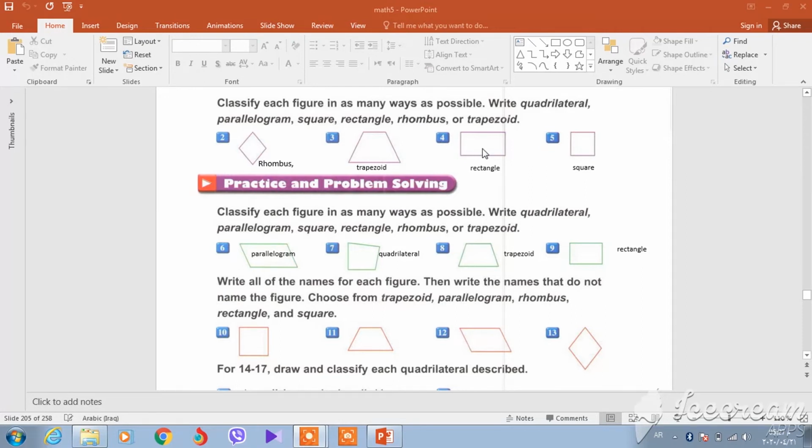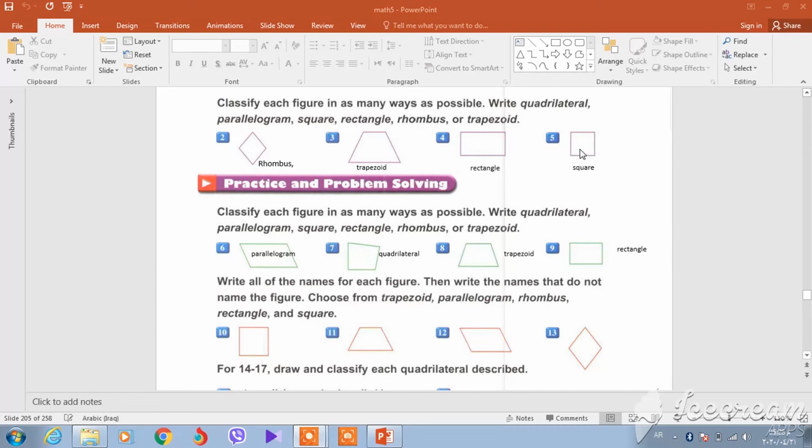If we look at practice 4, we have a rectangle because we have four equal sides and four right angles, student. However, you can say a general quadrilateral and you can say a parallelogram because two pairs of sides are parallel. I just write it as rectangle. You can also write general quadrilateral or quadrilateral. This is also a square because you have four congruent sides and four congruent angles.